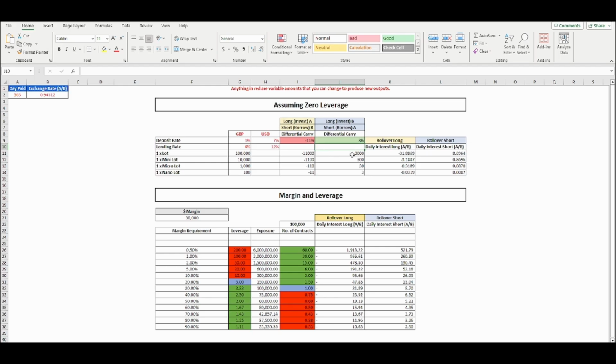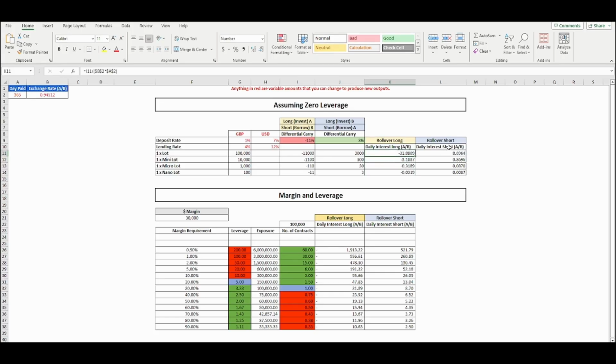And how much you would be getting paid in terms of interest every single year would be 3,000 units in currency, and that's based off one lot, which is 100,000 units of currency. Now, the rollover rates are essentially the daily interest you'll be paying or getting paid. So from this example, if you were to go long on GBP USD, you would essentially be paying 31.8869 units in currency every single day.